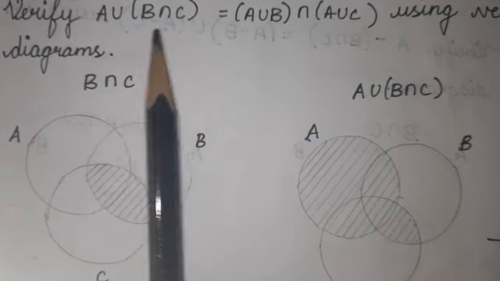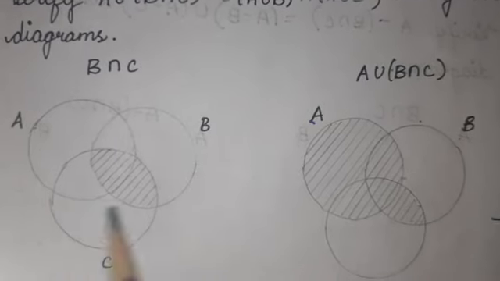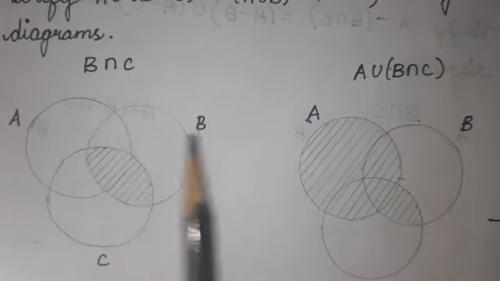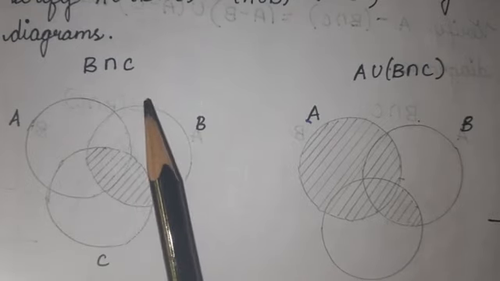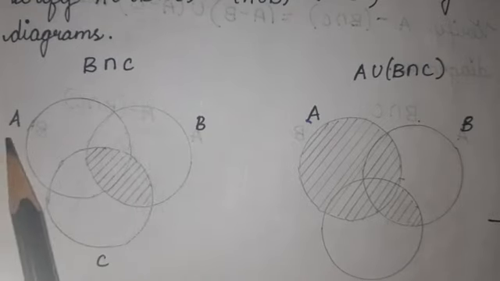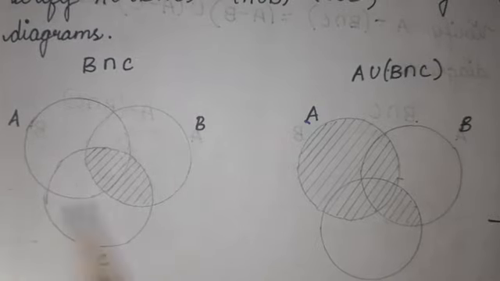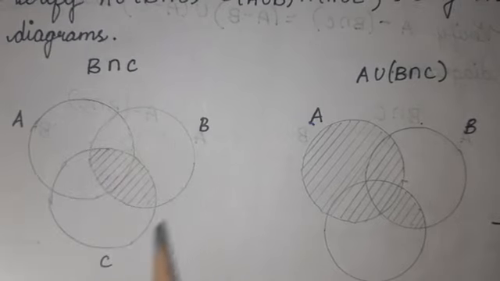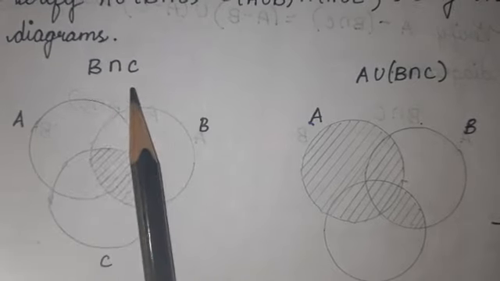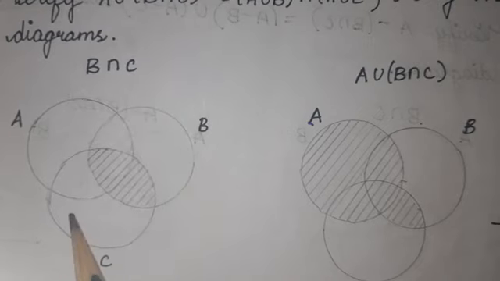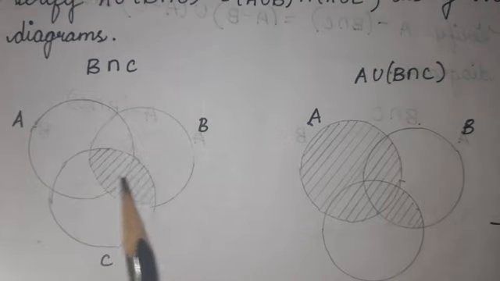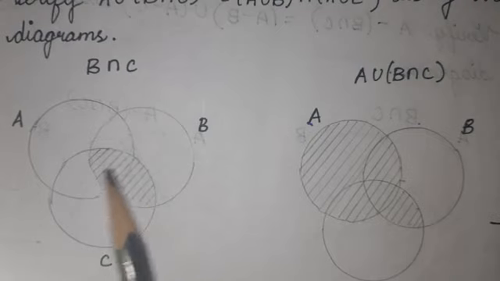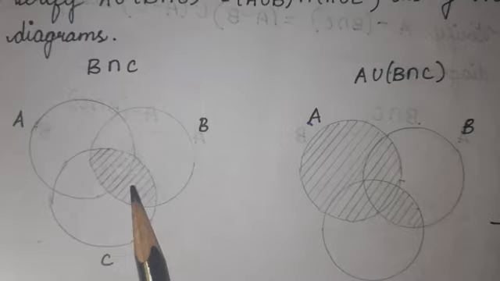Here 3 sets are there, so we should draw 3 circles: A set, B set, C set. First we are going to find B intersection C. Give the names as A, B, C. If you do not give the names, we will reduce the marks. So you should give A, B, C. Here I am going to find B intersection C. The intersection part for B and C is this common part. This is B set, this one is C set. Intersection means commonness. Here this is the common part, so you should shade here. This is B intersection C.